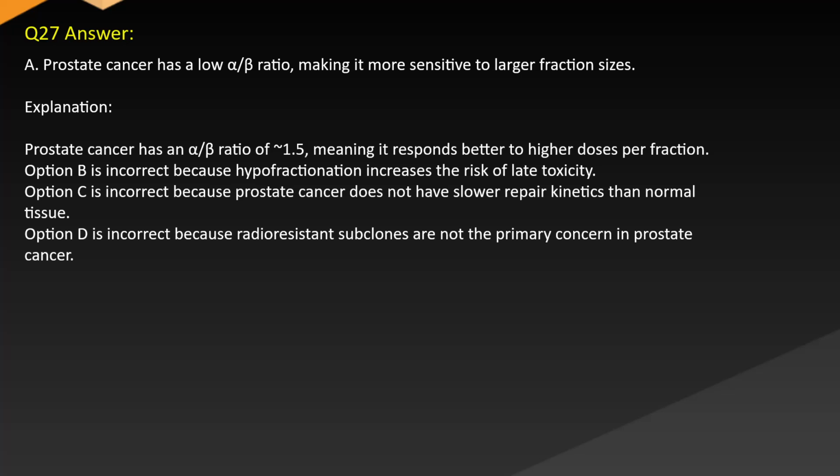Answer A. Prostate cancer has a low alpha/beta ratio, making it more sensitive to larger fraction sizes. Explanation: prostate cancer has an alpha/beta ratio of 1.5, meaning it responds better to higher doses per fraction. Option B is incorrect because hypofractionation increases the risk of late toxicity. Option C is incorrect because prostate cancer does not have slower repair kinetics than normal tissue. Option D is incorrect because radioresistant subclones are not the primary concern in prostate cancer.